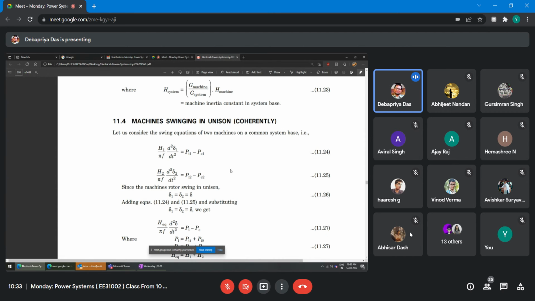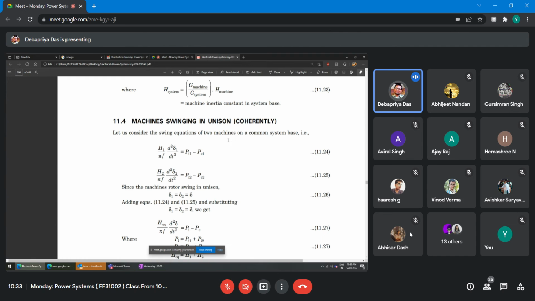So now, machines swinging in unison. Unison means their increase or decrease in speed will remain the same. Suppose in a power plant you have 4 synchronous generators, right? We are assuming that they are swinging in unison. That means they are in a coherent group, that means their increase or decrease in speed will remain the same. This is your assumption, and a fairly good assumption, right?